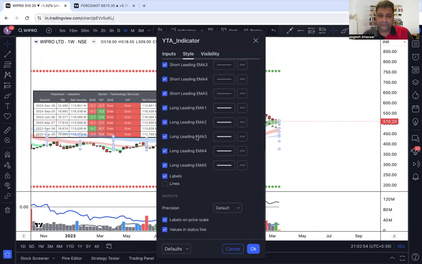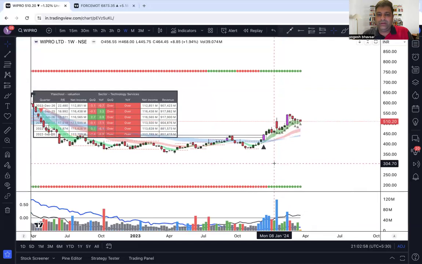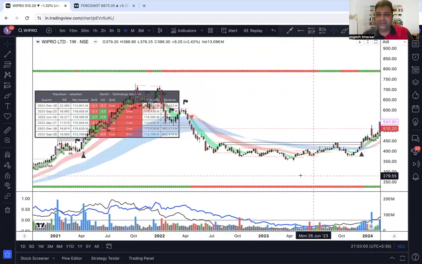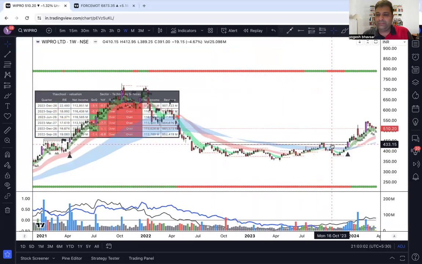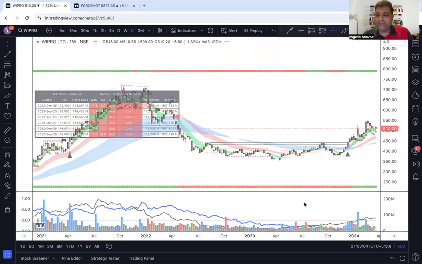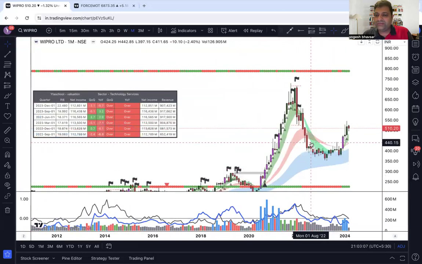Style, and let's put lines. Okay. Now what is happening? This was the resistance from a very long time, which was coming from the monthly time frame, which was this area, this high and this high. The stock was between this and it was consolidating because of this long-term cloud.